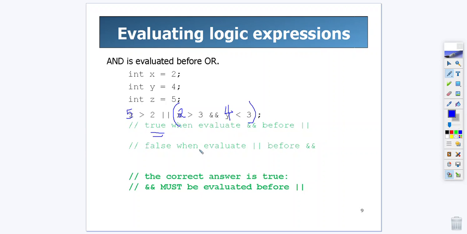Now 5 greater than 2 is true. When I'm ORing something, it's going to do something called short circuit evaluation because it doesn't really matter what this evaluates to. With an OR, as long as something is true, it evaluates to true. But we can see how this would play out. So this will be false, which means the parentheses evaluates to false. But the correct answer is to evaluate and before OR. Obviously I didn't do the and, but the idea is still the same. I did this, and then I ORed it.